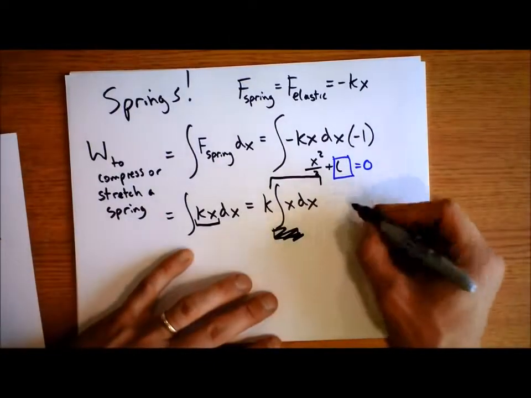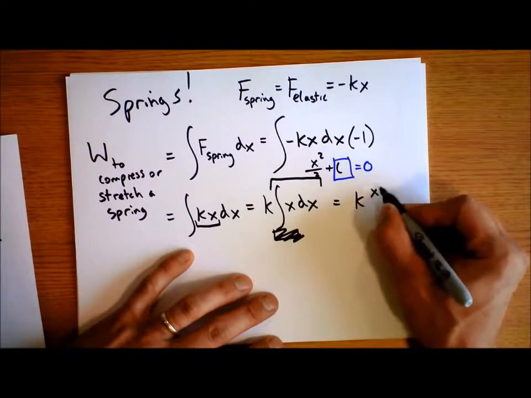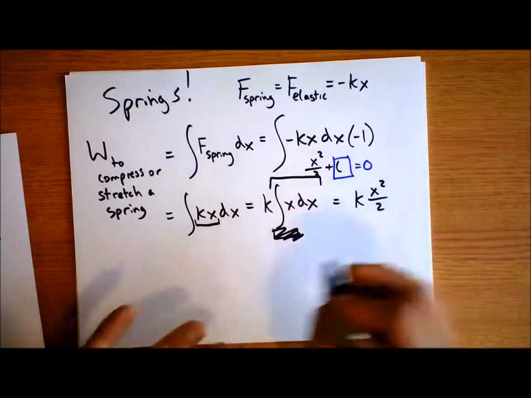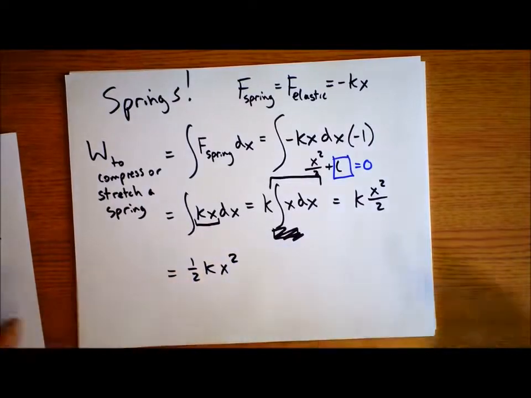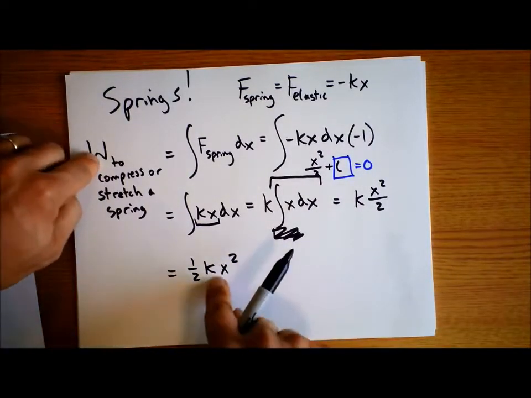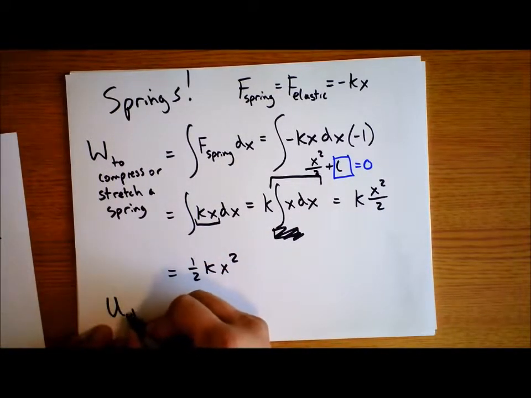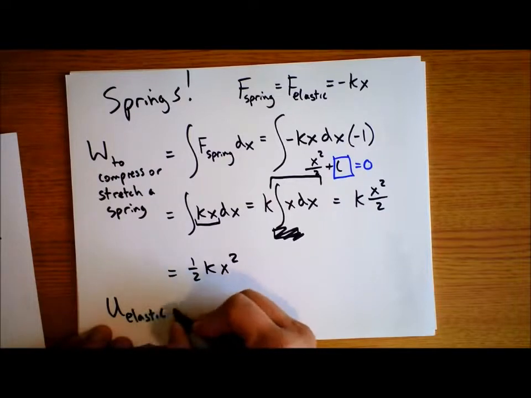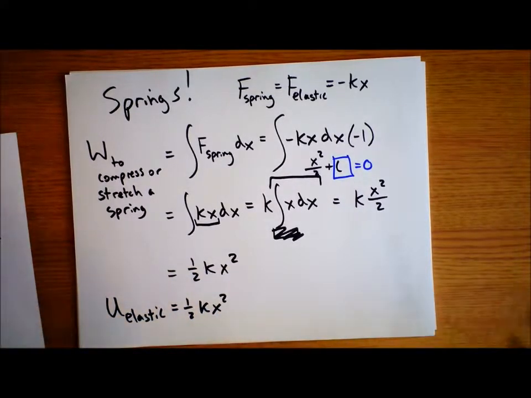Again, so we're going to be able to plug this in as k times x squared over 2, which written another way is 1/2 kx squared. Ever seen that before? I think you have. The work done to compress or stretch a spring, 1/2 kx squared. This is also the elastic potential energy of a spring. It is simply 1/2 kx squared. And that's true if there's no friction internal to the spring.